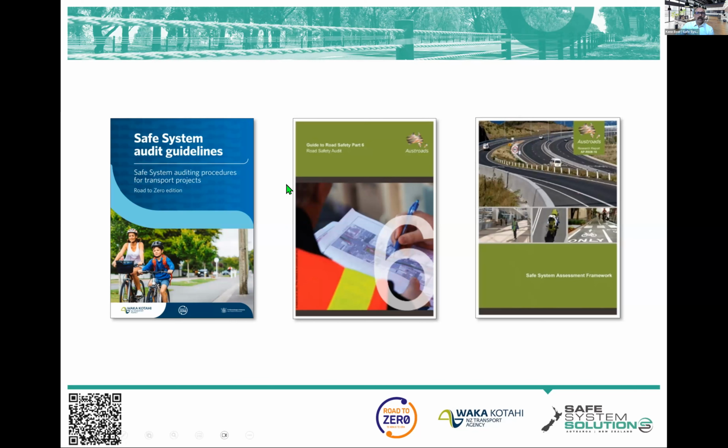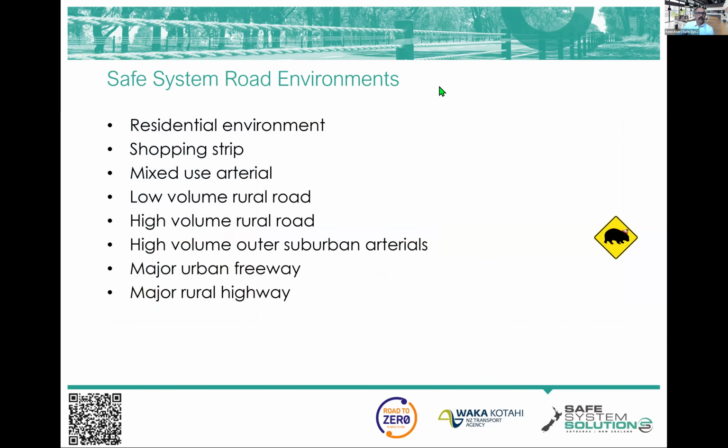So these are the documents. They're in the learning management system, but of course they're all available online. There's more information in there. You can have a read of those as you go. We've got the Waka Kotahi Safe System Assessment Guide, the Safe System Audit Guidelines, Austroads Guide to Road Safety Part 6, and the Safe System Assessment Framework.